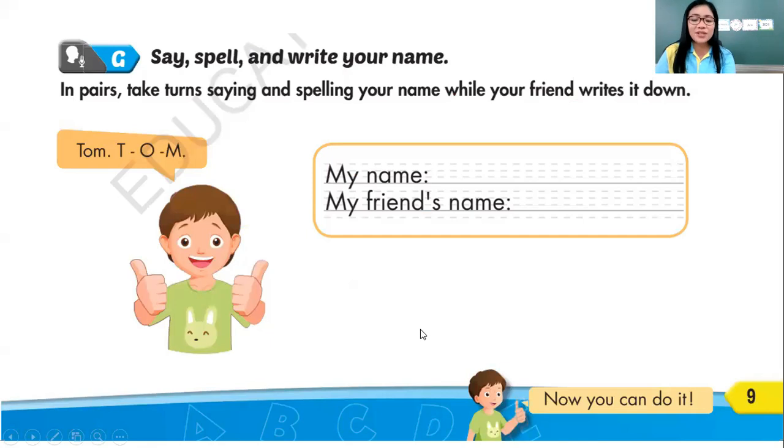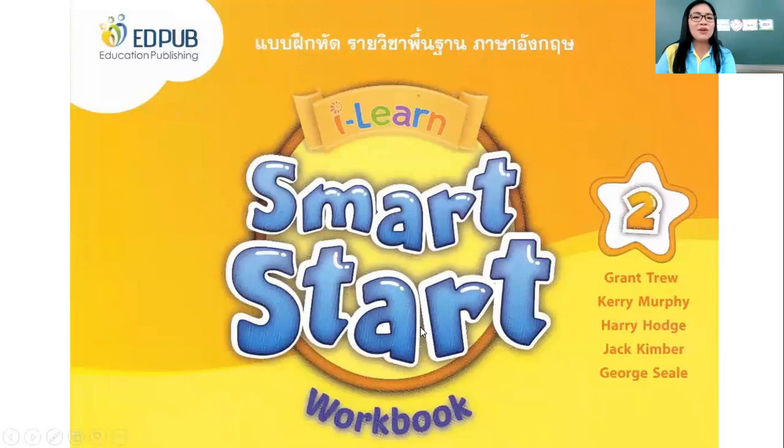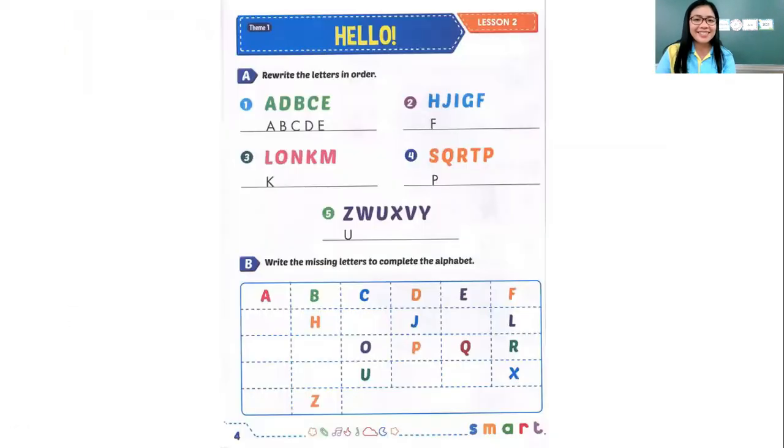Wow, you're done with student's book. Now let's go to workbook. And get your pencil as well. Okay, we will answer pages 4 and 5. Let's start with page 4.